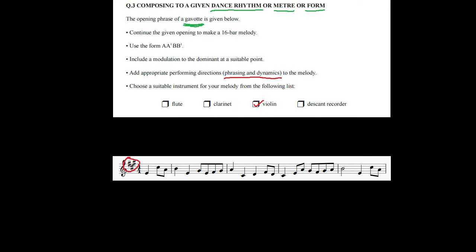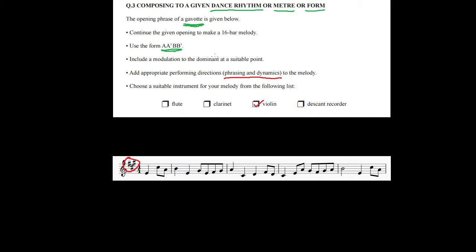I'm going to do a separate video on all of the different dance types that you're going to need to know, and the features of those dance types that you're going to need to know to do this. But just for this particular video, we're working with a gavotte. As well as looking at the type of dance you've been given, you want to look at the form you've been given. So you have to stick to a particular form.